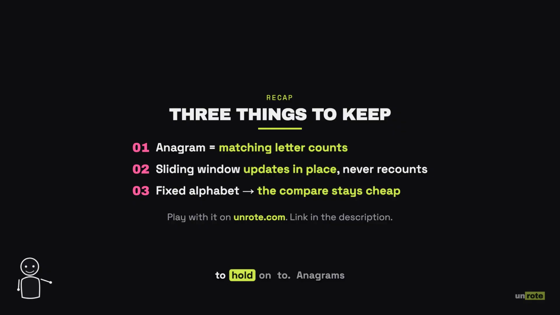So, 3 things to hold on to. Anagrams are just matching letter counts. A sliding window updates in place instead of recounting. And a fixed alphabet keeps the compare cheap.